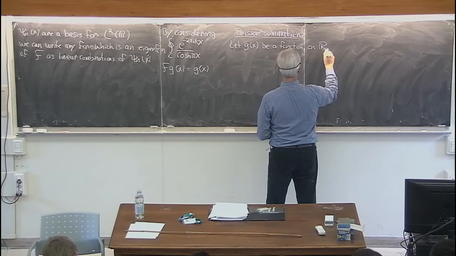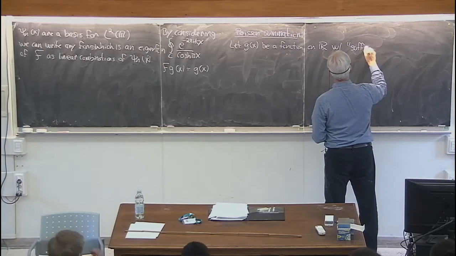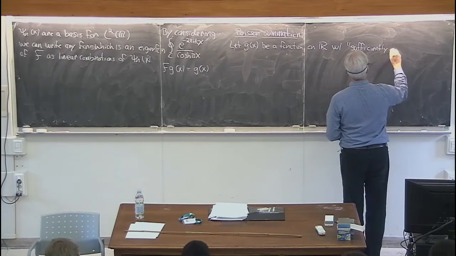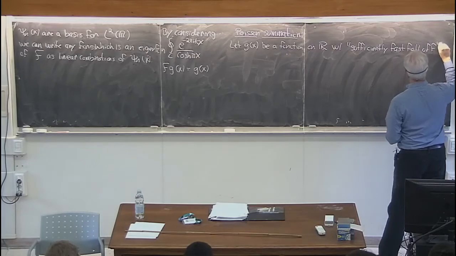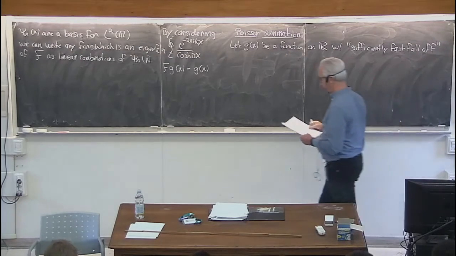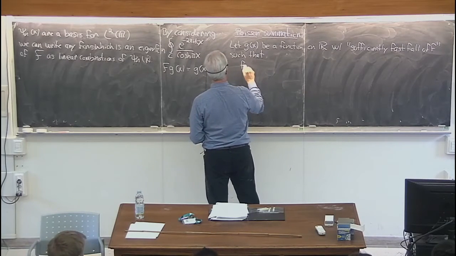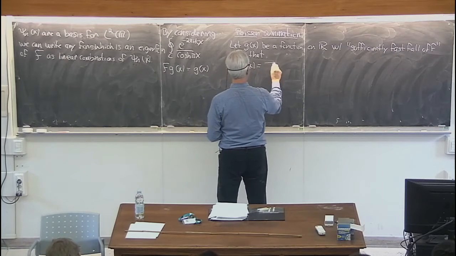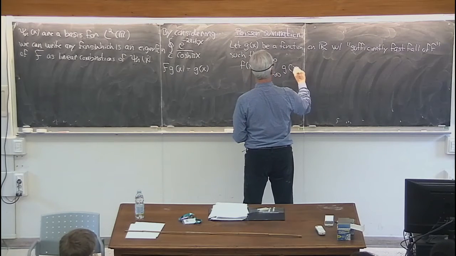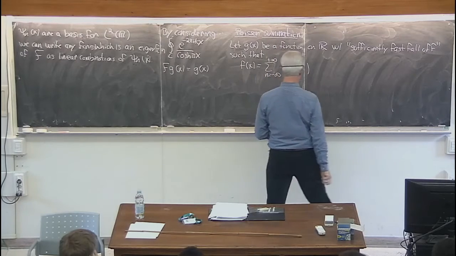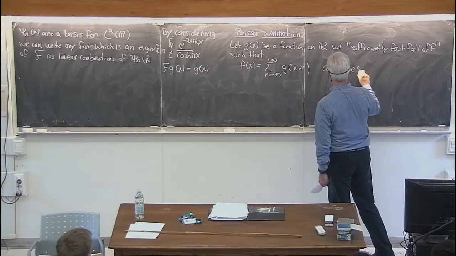So let g of x be a function of the real numbers with sufficiently fast fall off as you go to plus or minus infinity, such that if you define a function f of x to be the sum of the function g at x shifted by an integer n, and you sum that over all integers, this sum should be convergent.